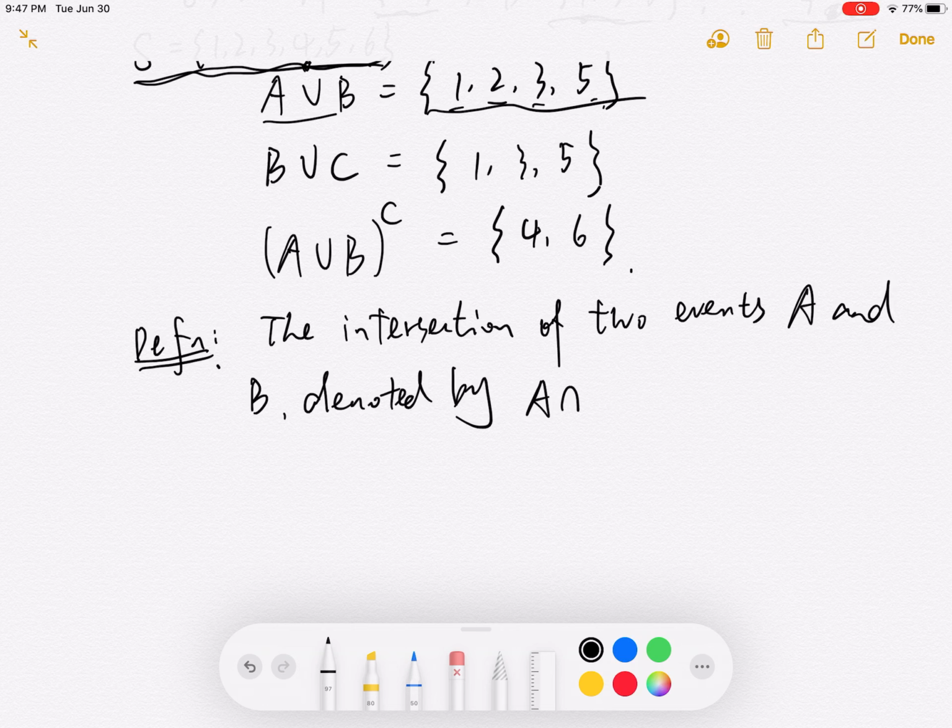All right, next definition. The intersection. The intersection of two events A and B, denoted by A intersection B and read A and B.